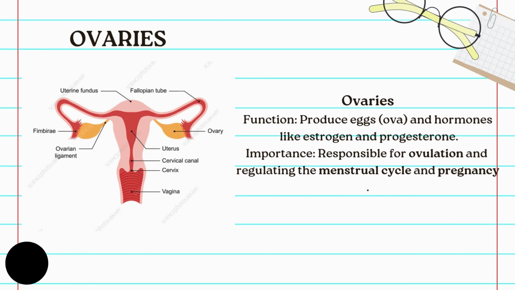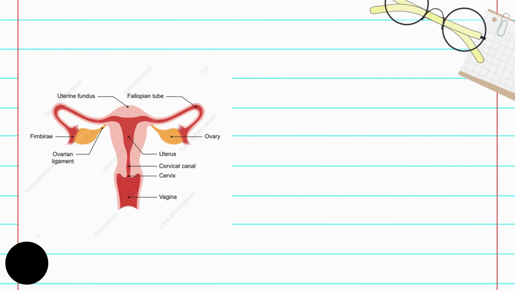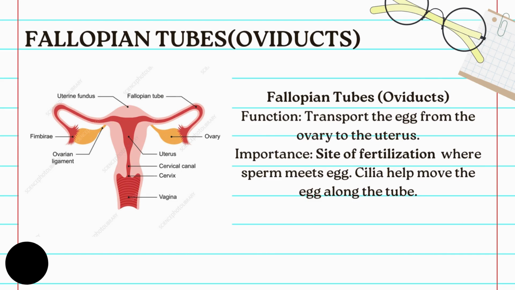So let's get to the parts of the female reproductive system. This is your ovaries. The ovaries' function is to produce the egg or eggs, ova, and also to produce hormones like estrogen and progesterone. The ovaries are responsible for ovulation, which is when your egg pops out of your ovary, ready for fertilization. They also regulate your menstrual cycle and your pregnancy, if you are indeed pregnant. The egg is made in the ovaries. When it is ready, it gets out of the ovaries and enters the fallopian tubes.